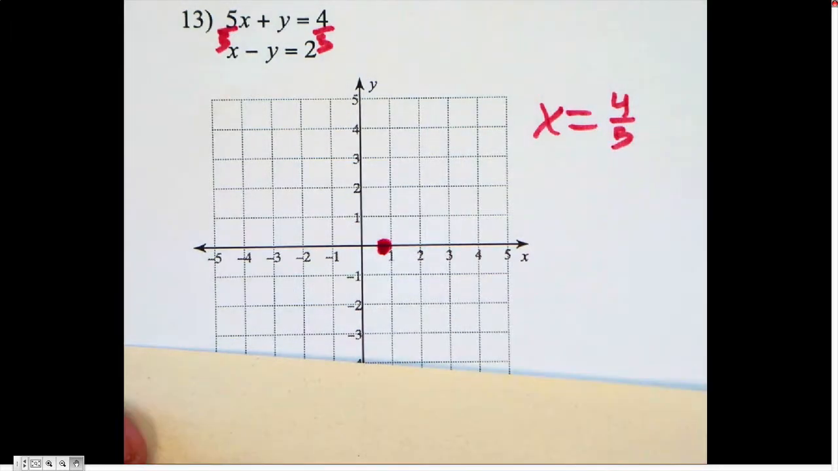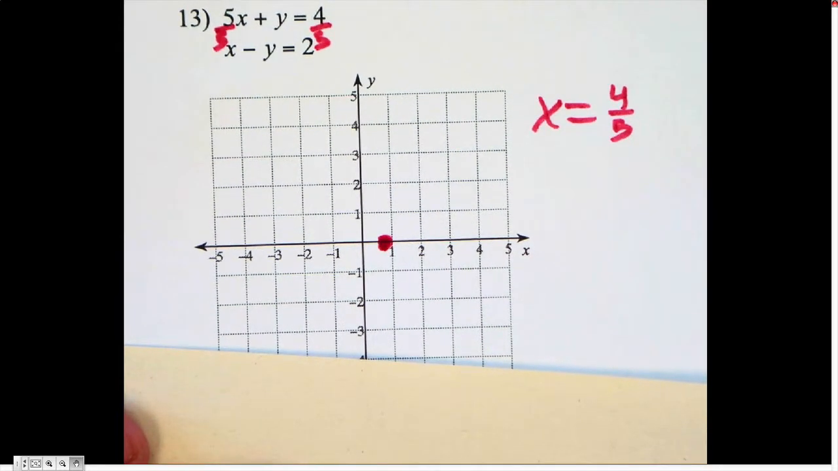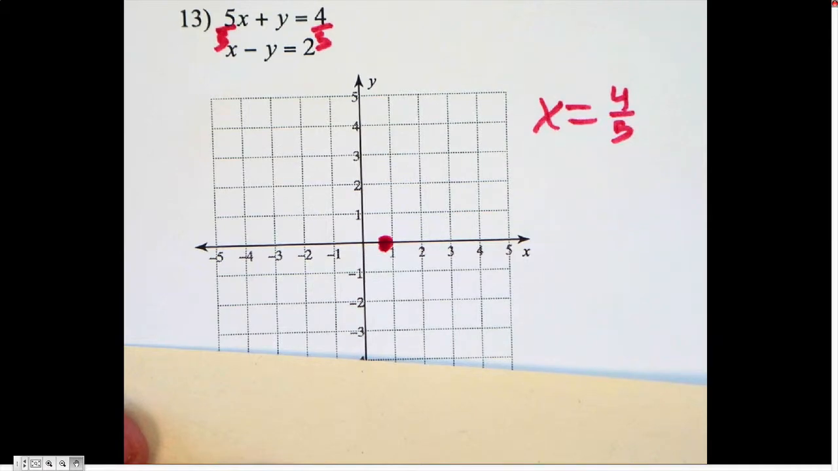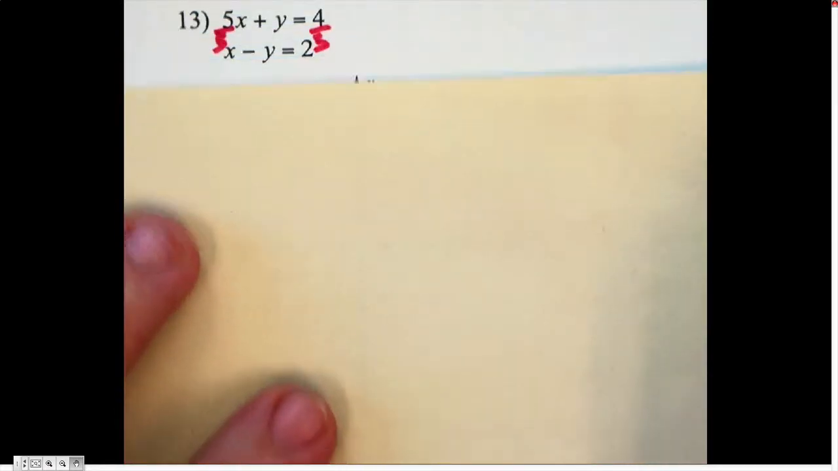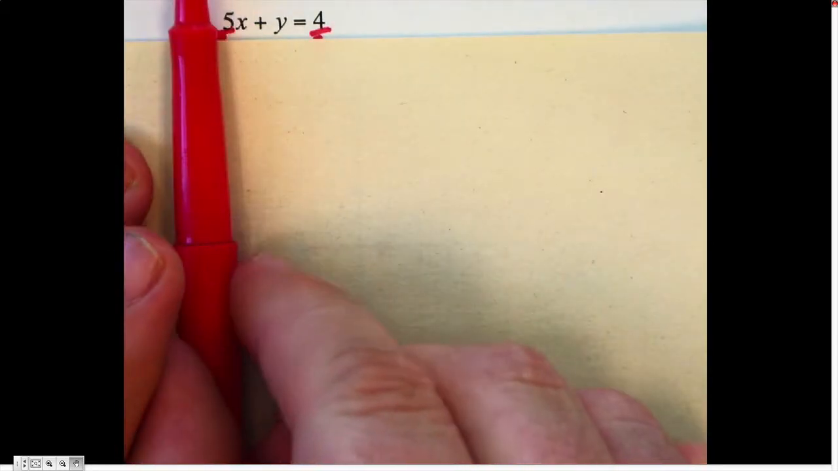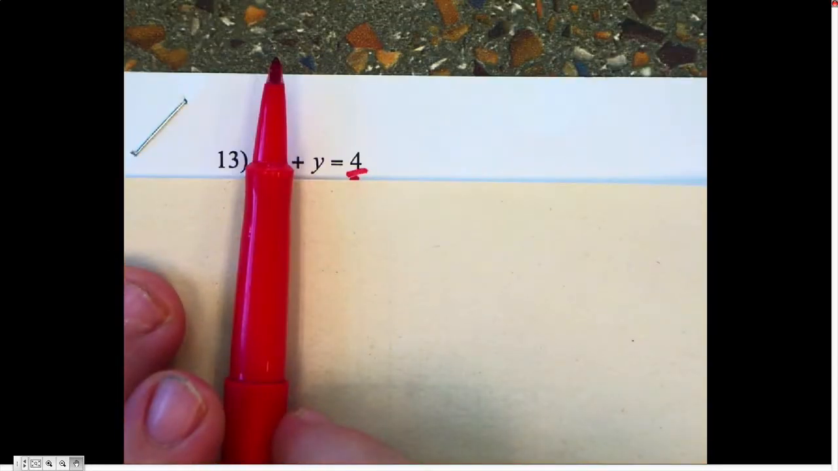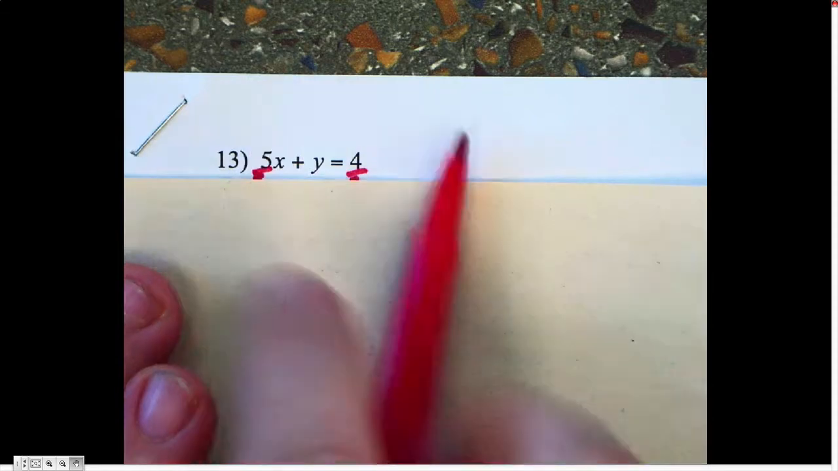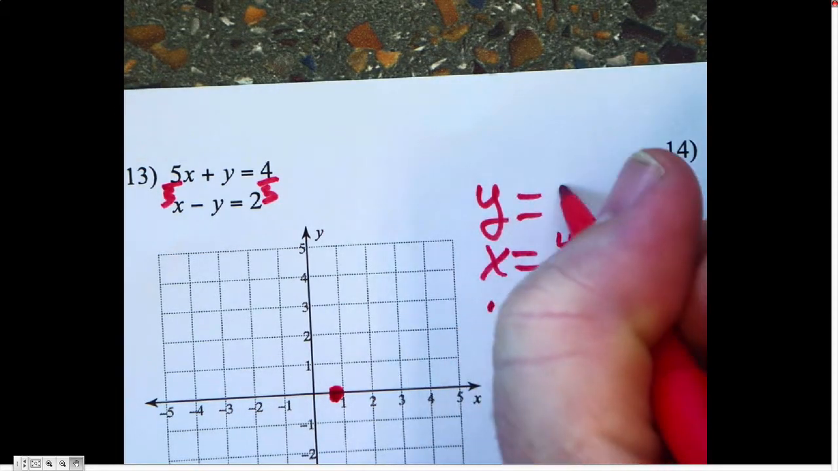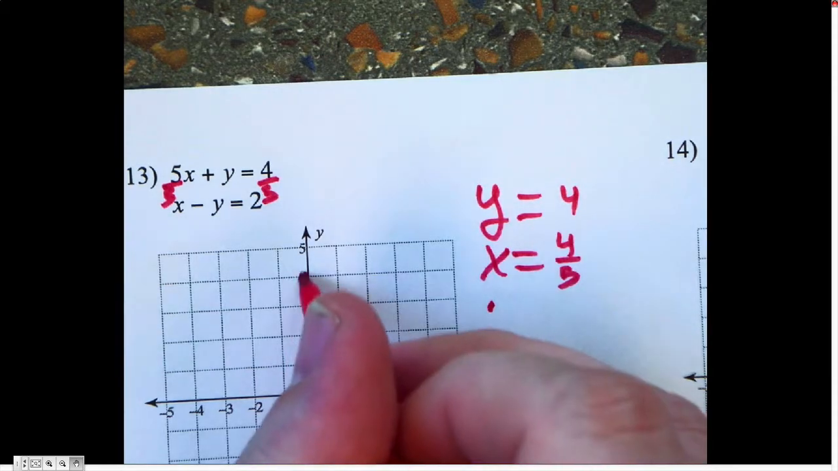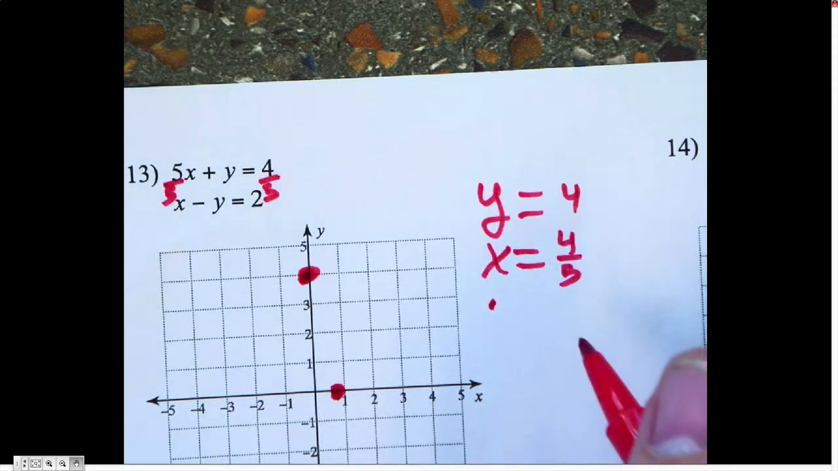And you can use a calculator to find out that 4 over 5 is 0.8, so it's about that. Okay, and if we cover up the x, we see y equals 4. So y equals 4. We can put a point there. So we see our first line.